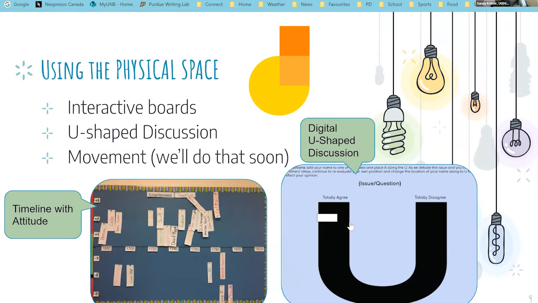For those who are not familiar with that, you post a question or an issue where there are generally two opposing viewpoints, and then kids physically stand in a U, and the two tips of the U represent the two absolute oppositions, and then they stand closer to the middle based on, well, I'm not so sure. And then as you have a discussion, kids can shift along the U, which physically represents the change in their thinking.